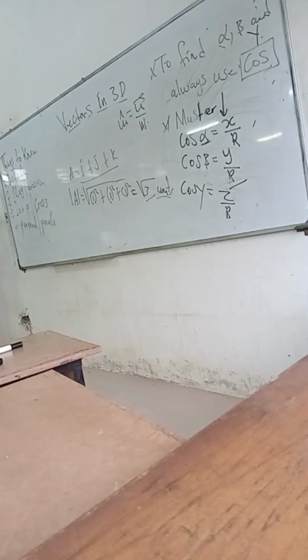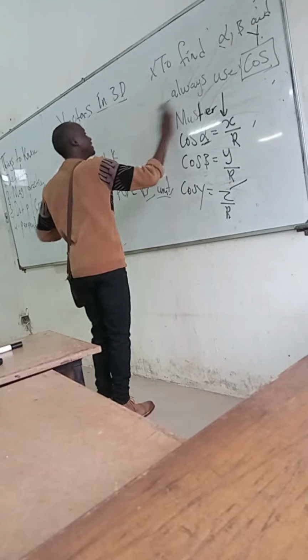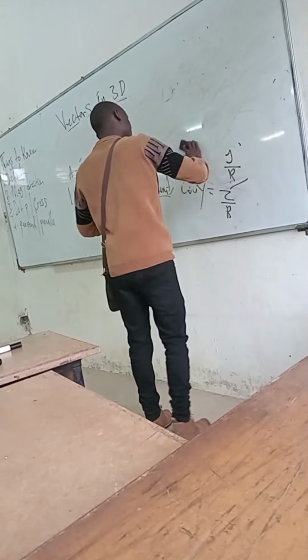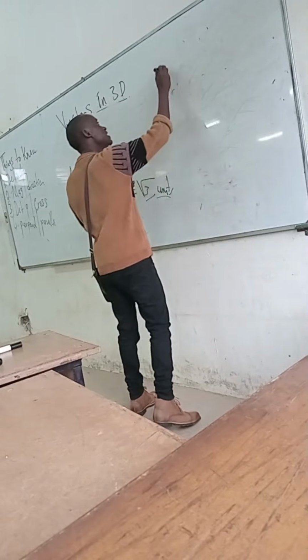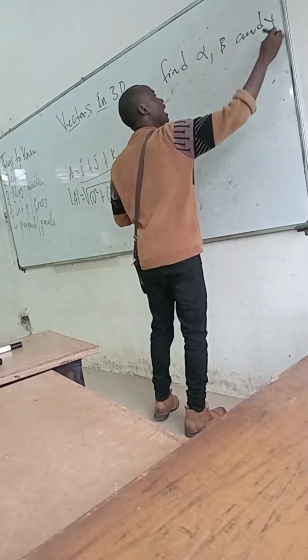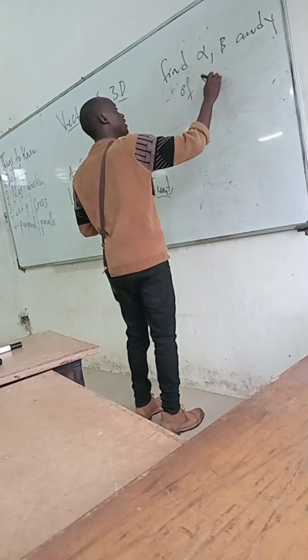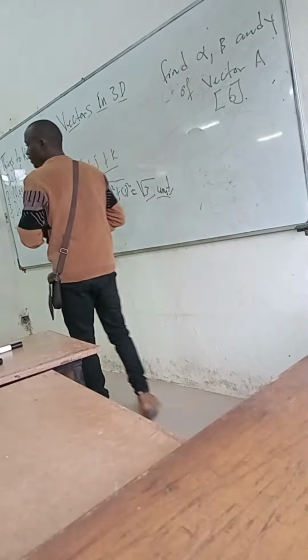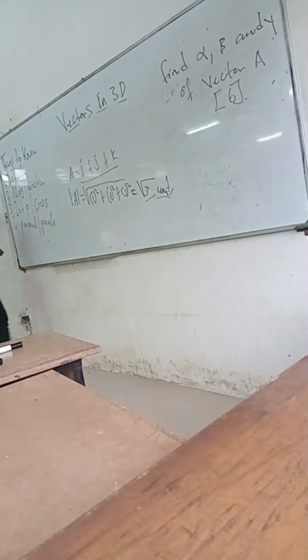Now I ask you the question: find the value of alpha, beta, and gamma of vector A. That's your question. They'll give you free 6 marks. If you check the papers, they'll give you free 6 marks. I don't know why. So find alpha, beta, and gamma of that vector A.